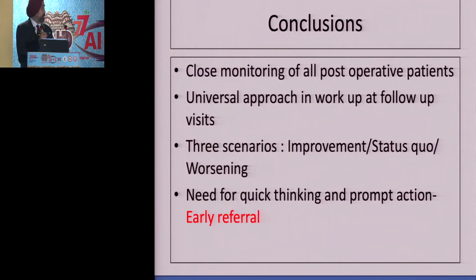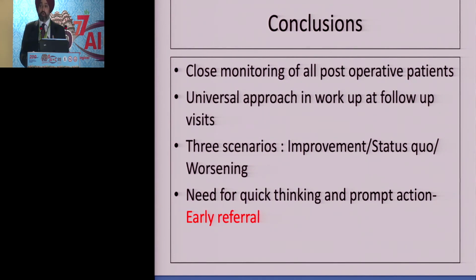To conclude my talk, close monitoring of all postoperative patients is needed, so as not to have TASS and endophthalmitis. A universal approach of visual acuity, IOP, cornea, anterior chamber, and media clarity is very important. And there are three scenarios: always look for improvement, status quo, or worsening. If you have worsening, I think early referral is the word.